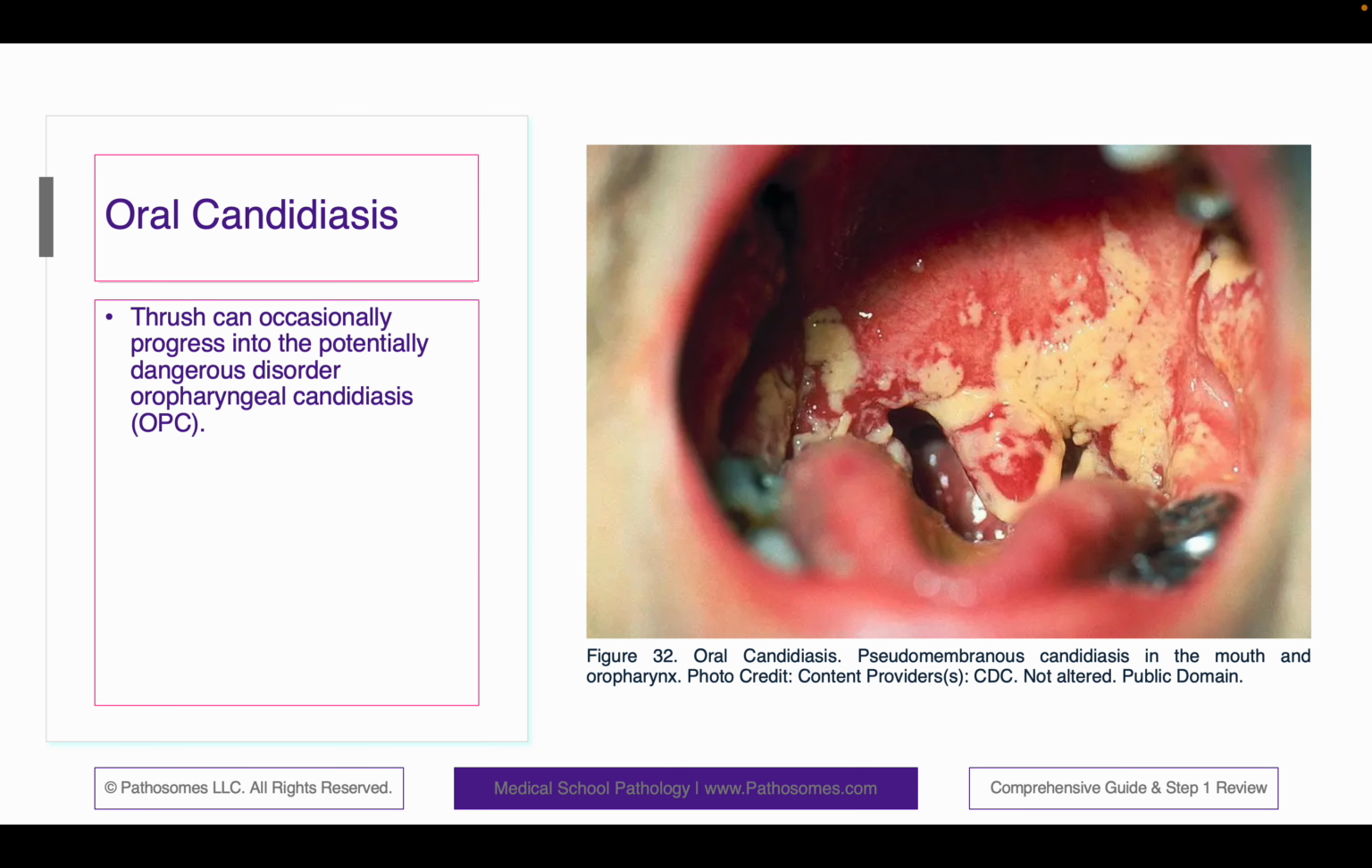So oral candidiasis can lead you to think that this patient has something going on that must be addressed. So that might be a key feature that leads you to do a thorough workup on multiple systems. Now, thrush can occasionally progress into the potentially dangerous disorder known as oropharyngeal candidiasis.